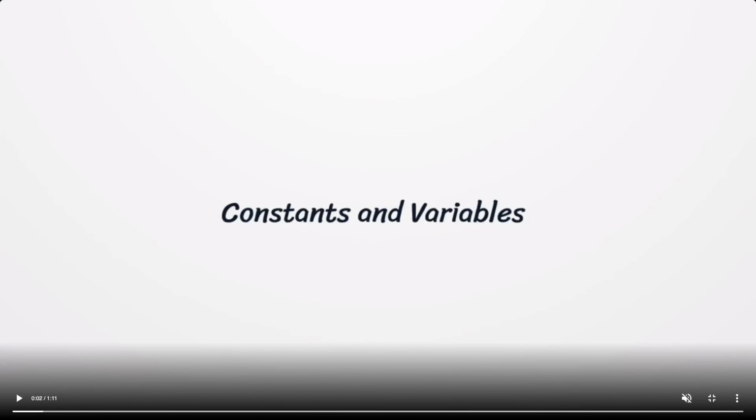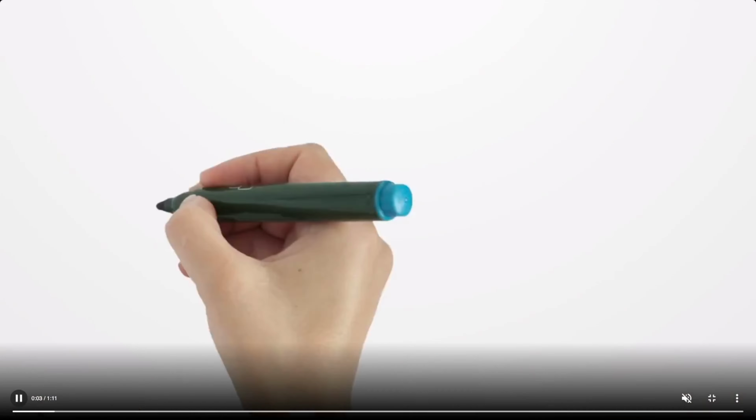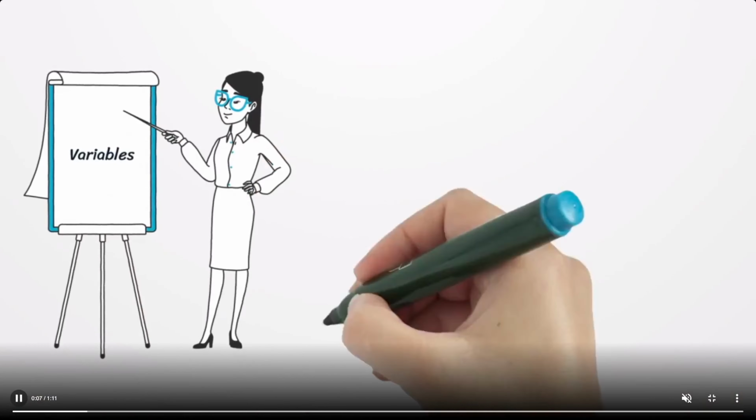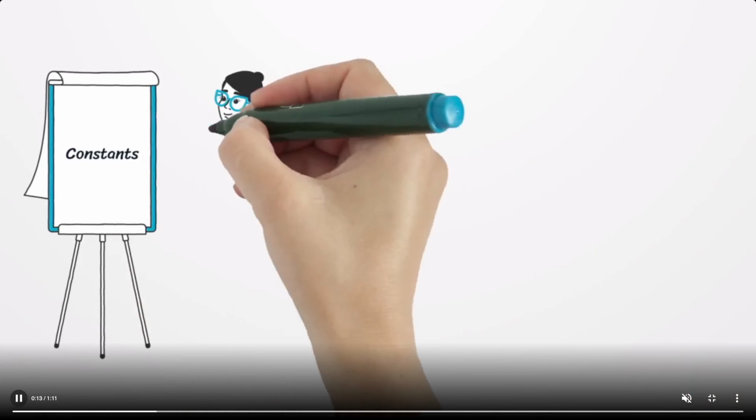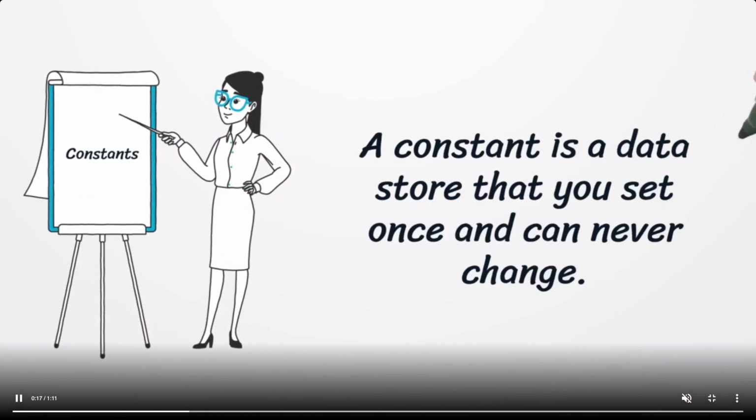Every useful program needs to store data at some point, and in Swift, there are two ways to do it: constant and variable. A variable is a data store that can have its value changed whenever you want, whereas a constant is a data store that you set once and can never be changed. So, variables have values that can vary, for example, your age, which changes every year, and constants have values that remain constant, just like your name.